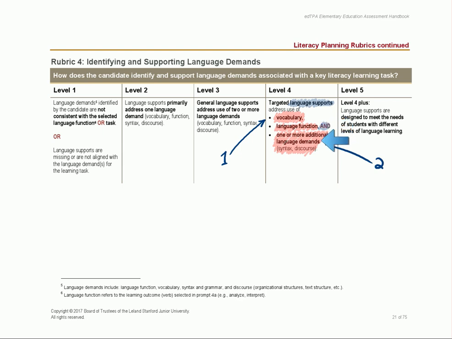Then you can have a choice between the syntax or discourse, but there's no good reason not to do all four of them. All right? So essential difference between a 3 and a 4, we move from general to targeted. We also move from any two or more to necessarily including vocabulary, the language function, and either syntax or discourse. All right?